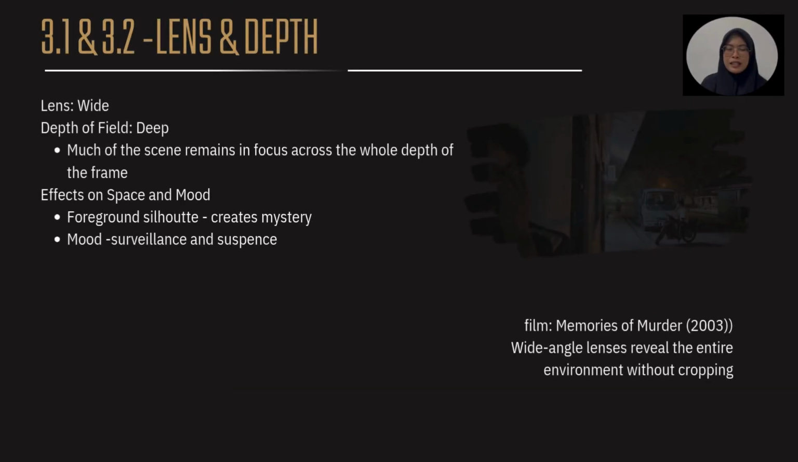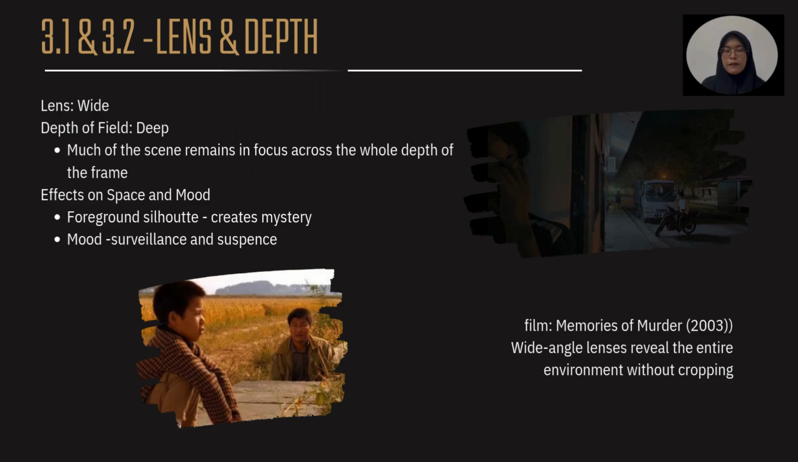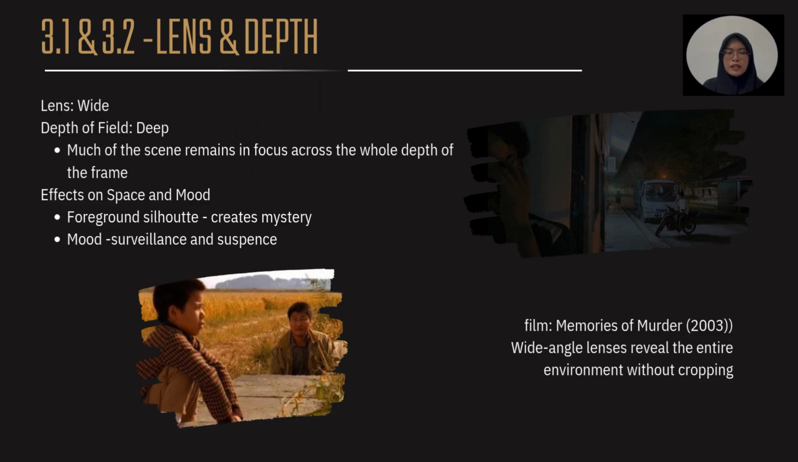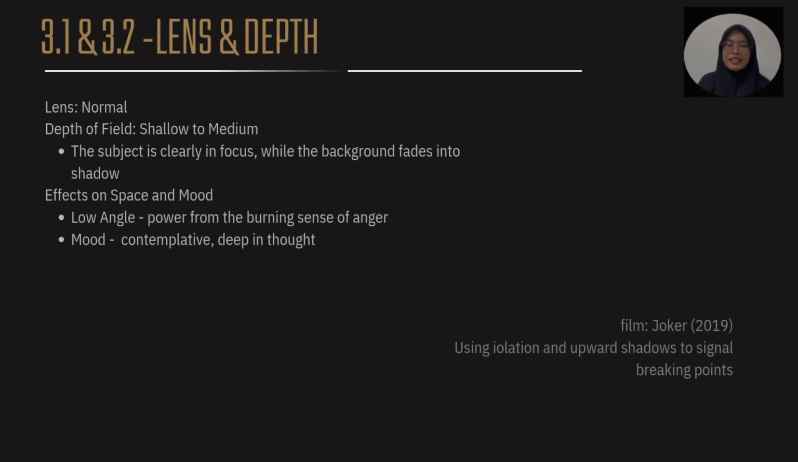Next, we have the wide-angle lens. It has a deep depth of field, meaning much of the scene remains in focus from foreground to background. This lens is often used to show environmental awareness, making it useful for scenes of surveillance or suspense. It also allows for the use of foreground silhouettes to create mystery. In Memories of Murder 2003, the wide-angle lens reveals the full surroundings, letting the audience absorb both character and environment in one frame.